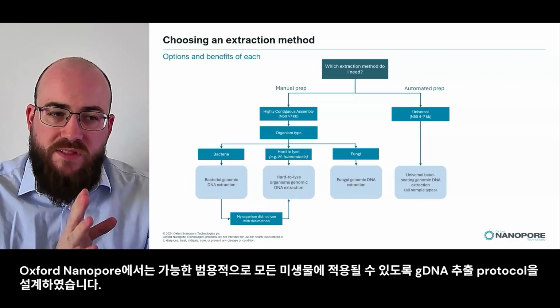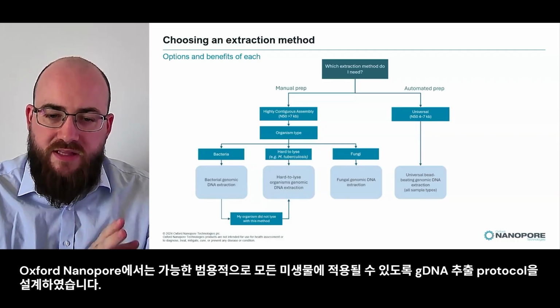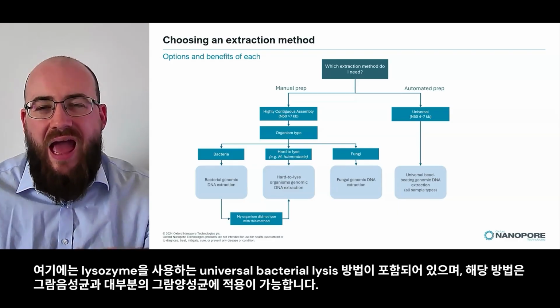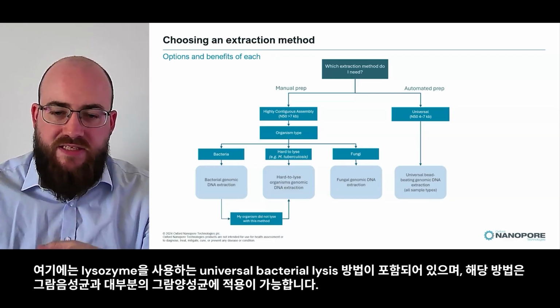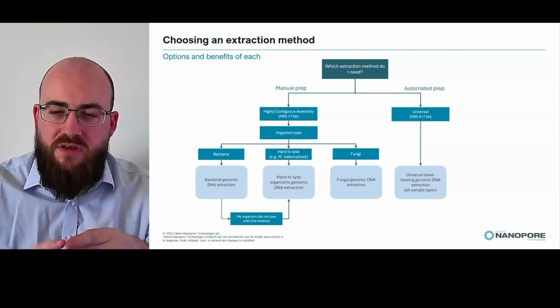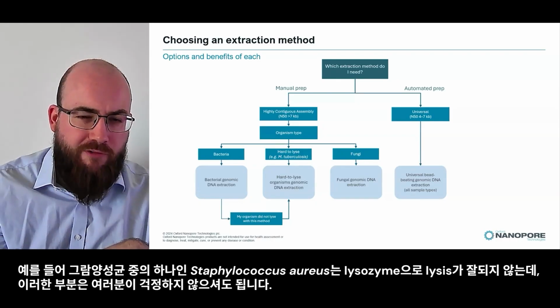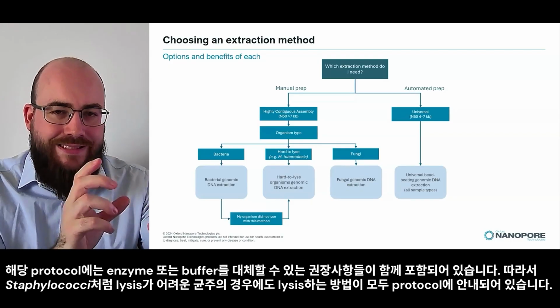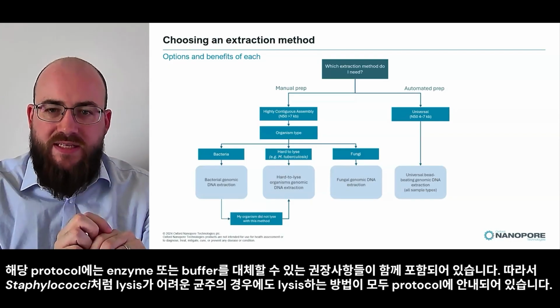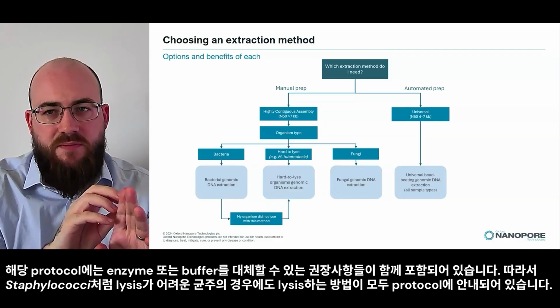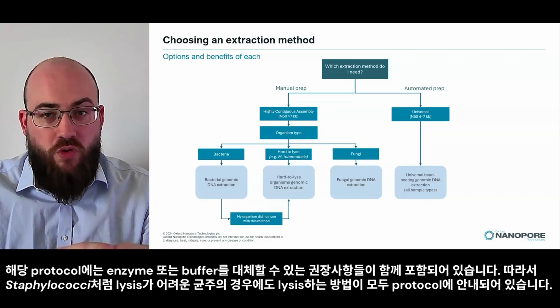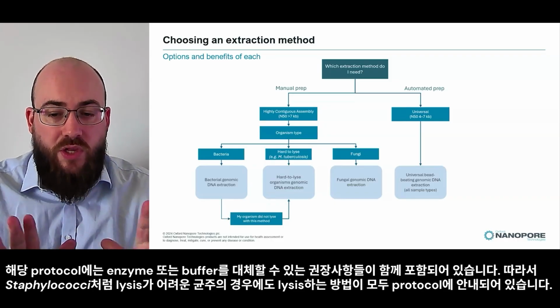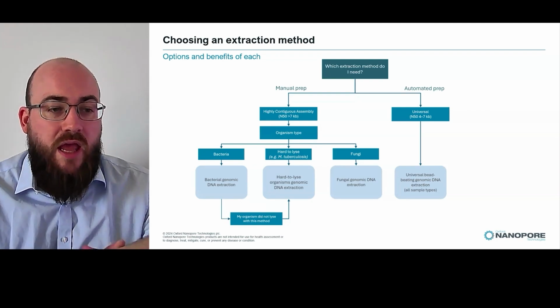We have a universal bacterial lysis method here that's going to use lysozyme, and this will work for your gram-negatives, most of your gram-positives. You might be thinking, hang on, I've got a gram-positive in Staph aureus. That doesn't lyse with lysozyme. Don't worry, inside the protocol there'll be recommendations of substitutions of enzymes and buffers if you're doing a tough organism like Staphylococci. It's all in there in the protocol.